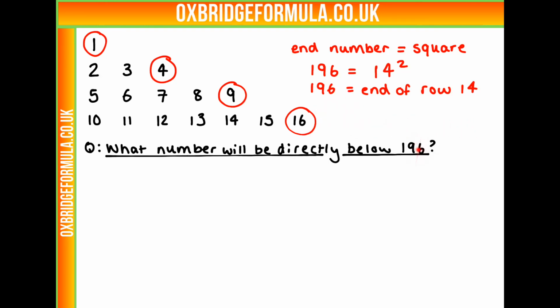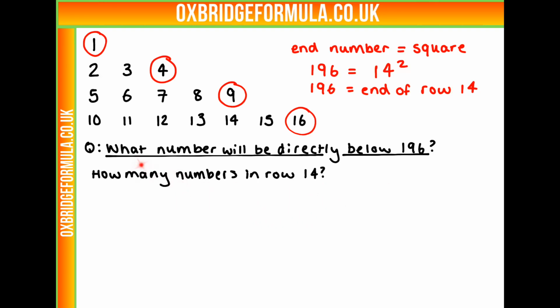So we know what 196 is. How do we know what's going to be directly below it? Well, if we work out how many numbers are in row 14, we can add that to 196 to get the number that's going to be right below it. So, how many numbers are actually in row 14?